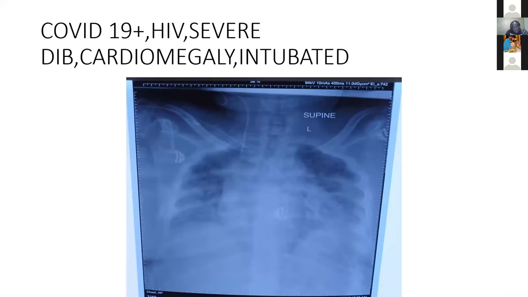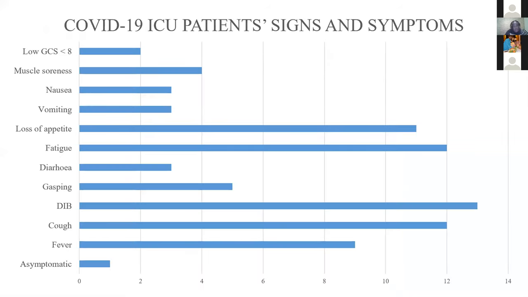That is another radiograph for another patient. This one was HIV positive, also presented with difficulty in breathing. You can see the cardiomegaly, also a known hypertensive patient, and was intubated. This is a follow-up radiograph, and you can see the ground glass appearance getting worse. The chest is really bad as we speak. So we have really instituted proning. We are doing proning for about 12 hours, and she's actually improving. We intend to do a follow-up chest radiograph for this patient and monitor her progress.